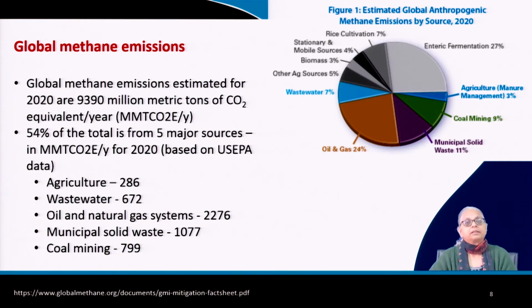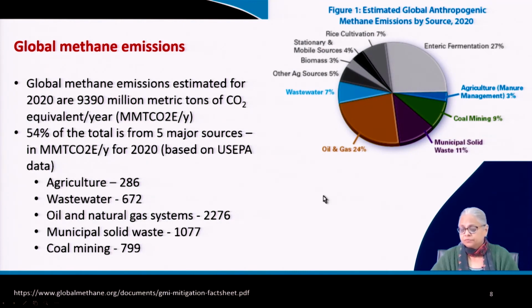Let's also take a look at something that has become a major topic today, and that is global methane emissions. Global methane emissions that were estimated for 2020 was 9,390 million metric tons in terms of carbon dioxide equivalents per year. So this is the shortened form MMT CO2e. This is the general parameter that's used for quantifying and comparing methane emissions from different sources.